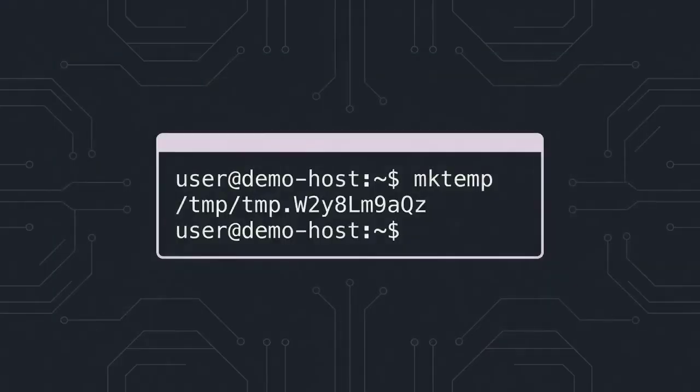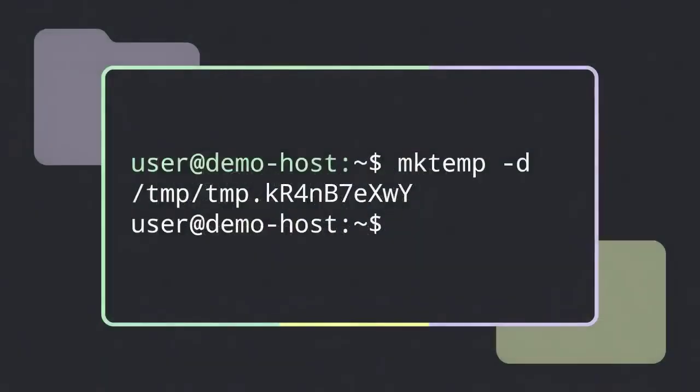Now we run mktemp with no arguments. It creates a unique temporary file in /tmp and prints its path. The 3 X characters get replaced with random characters to guarantee the file name won't collide with anything else. Adding -d tells mktemp to create a temporary directory instead of a file. This is useful when you need a scratch workspace for several related files. The directory inherits the same secure naming guarantees.